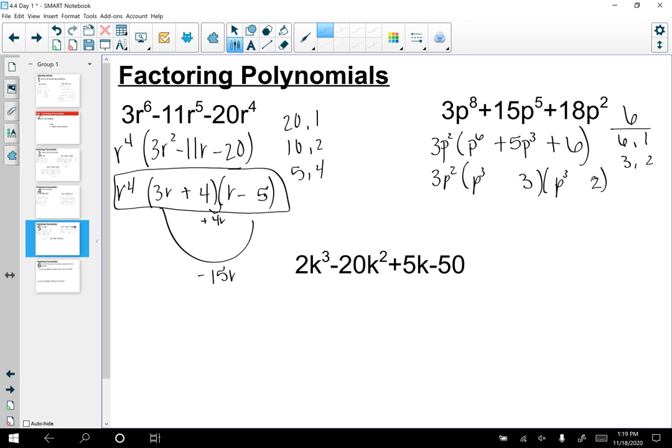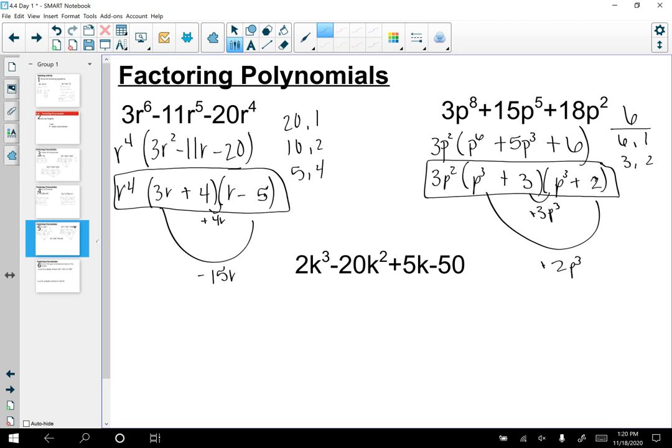And same idea, we still need it to add to get to 5p cubed. Here I have 3p cubed and 2p cubed. Well, if I add those, I get to 5p cubed. So it's the same idea as if we were factoring quadratics.